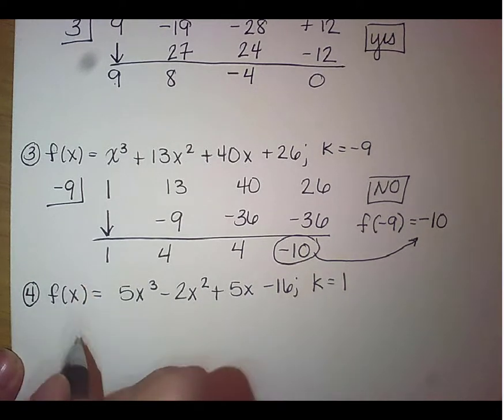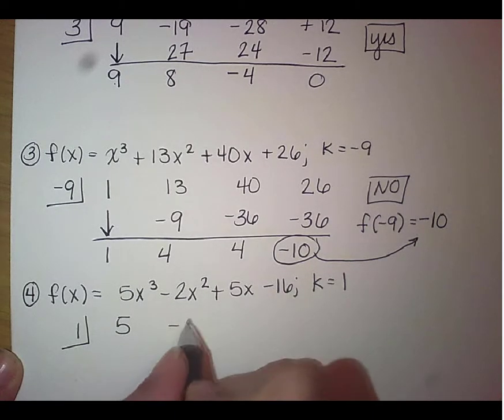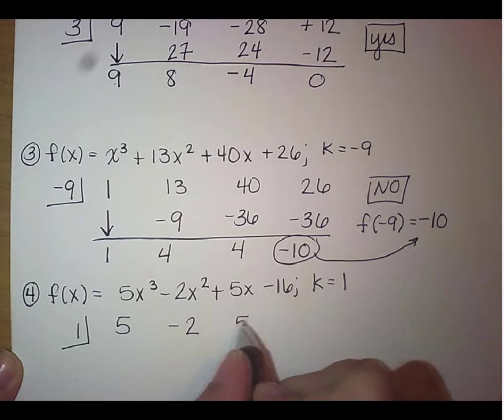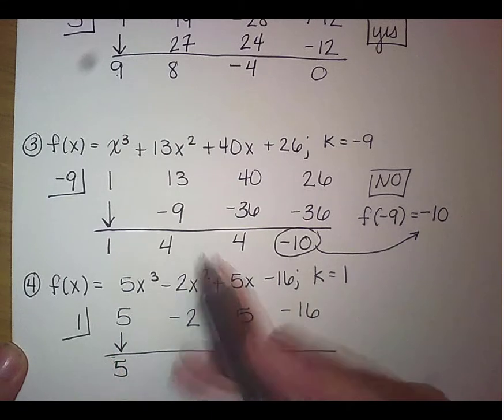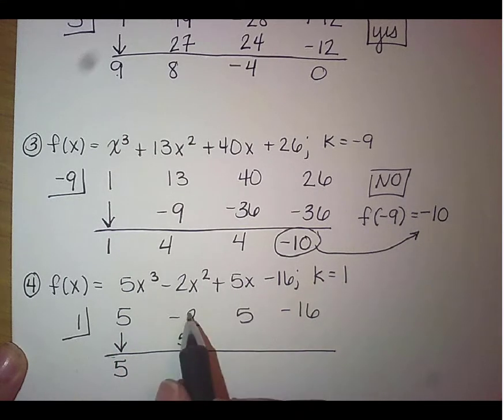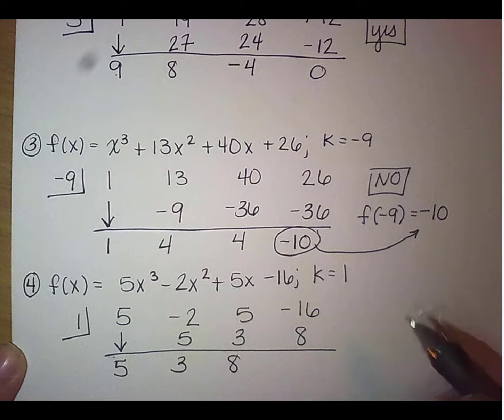Alright, so let's try our last one here, where k is 1 this time. So we've got 5, negative 2, 5, and negative 16. Again, leaving myself a little bit of room. Dropping down my first term. Now I start my multiplication. 1 times 5 is 5. Negative 2 plus 5 is 3. 1 times 3 is 3. So 5 plus 3 is 8. 1 times 8 is 8, placing that underneath our negative 16. Negative 16 plus 8 is negative 8.